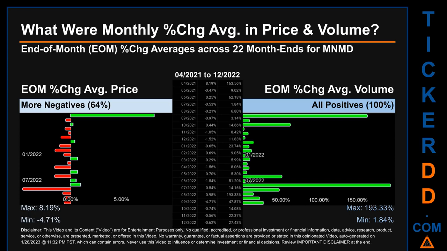Price saw an end-of-month max of 8.19% in average percentage change along with a minimum of -4.71%. For volume, the maximum and the minimum monthly percentage change were respectively 193.33% and 1.84%.